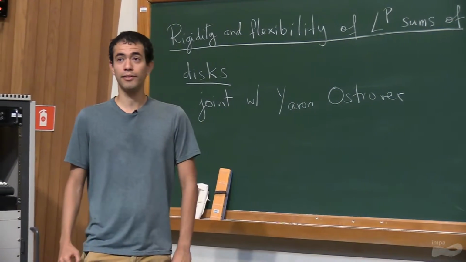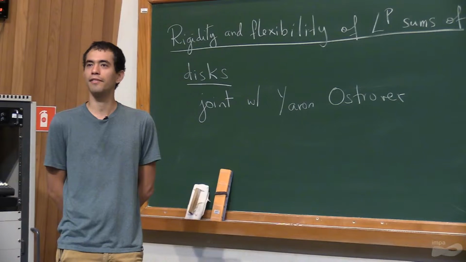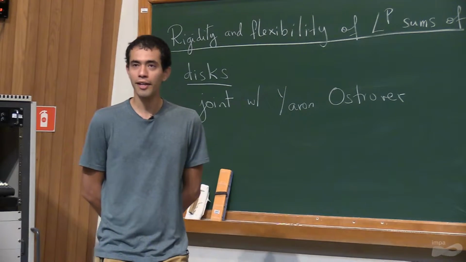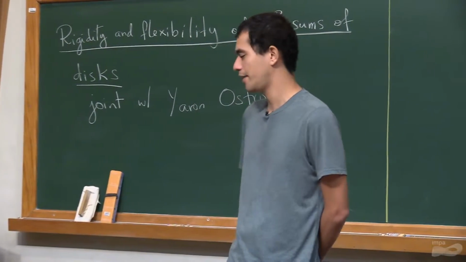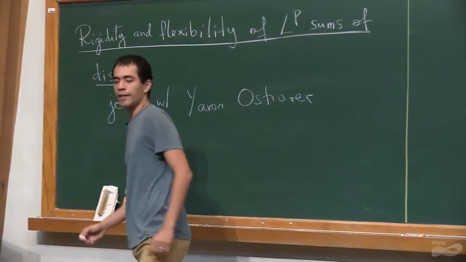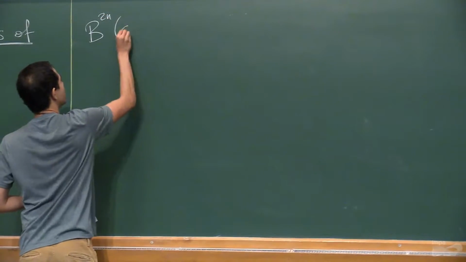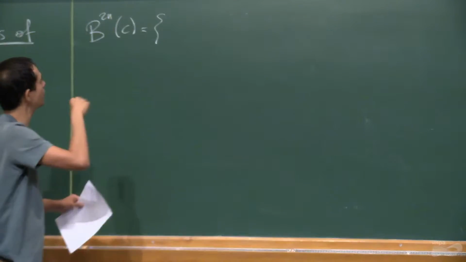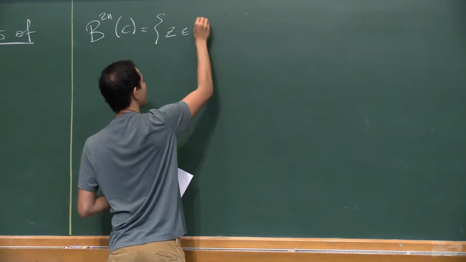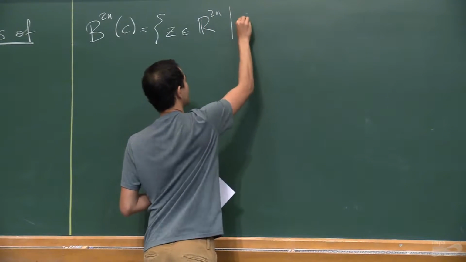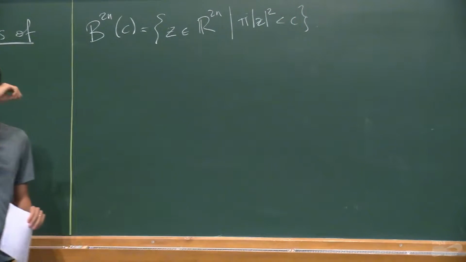But it's a pleasure to talk to you about some of my recent work, which is joint with Jahan Ostrover from Tel Aviv University. I want to talk a little bit about some symplectic embedding problems and some developments in a specific family of them. To set up the notation, let me call B^{2n}(C) the ball in R^{2n} of capacity C. This is the set of points z in R^{2n} such that pi times the norm of z squared is less than C. So it's like the radius. It's the symplectic radius.